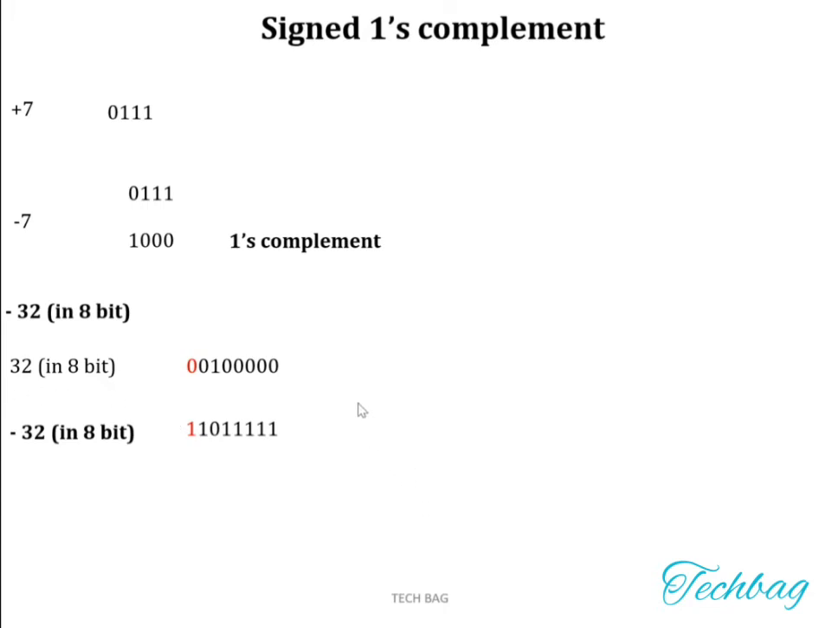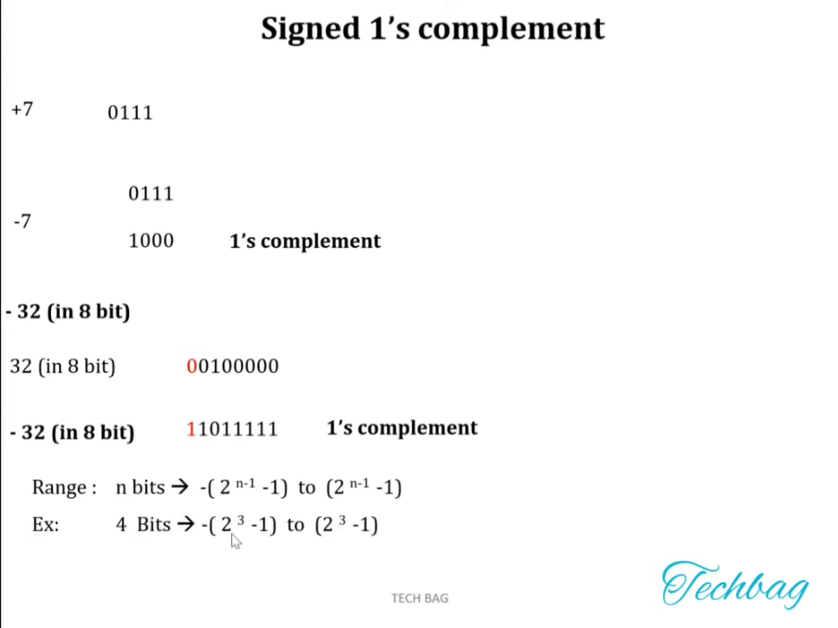Here 0 indicates that it is a positive number. So for any number, if you want to write the ones complement, first write the equivalent positive number, then invert each bit in that number. And the range of numbers that can be represented by signed ones complement: if the number of bits is n, then the range of numbers is minus (2 power n minus 1 minus 1) to (2 power n minus 1 minus 1). For example, if n is equal to 4, then minus (2 power 3 minus 1) to (2 power 3 minus 1). 2 power 3 is 8, 8 minus 1 is 7. So by using 4 bits, you can represent minus 7 to plus 7.